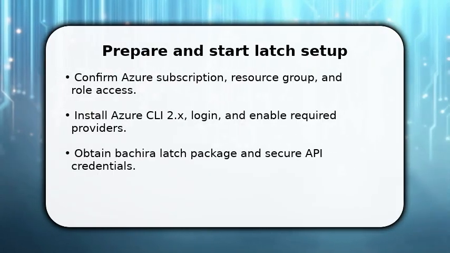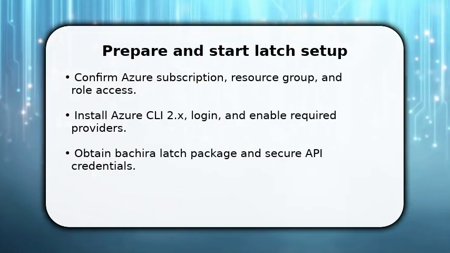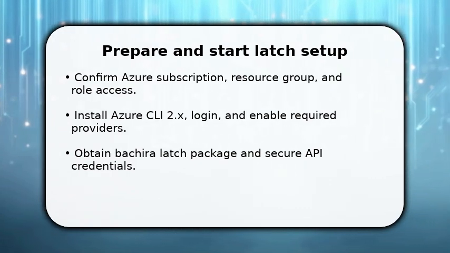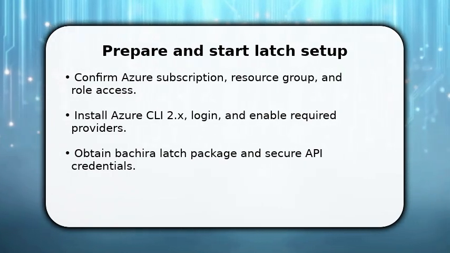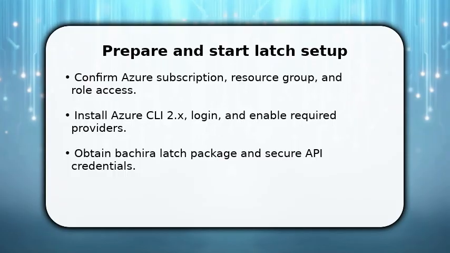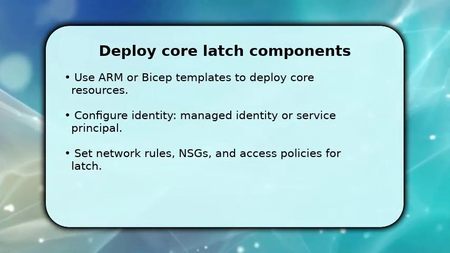Once done, unzip or extract the Latch package into a working folder and verify the included manifest files. Make sure API credentials are stored securely and accessible by the deployment process. Now deploy the core components with your chosen template engine. ARM or Bicep ensures repeatable results.